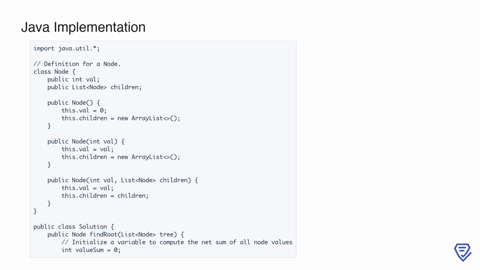Next, we define the solution class, where the main logic will reside. Inside this class, we implement the findRoot method, which takes a list of all nodes in the tree as input. To begin solving the problem, we initialize a variable, valueSum, which will help us calculate the difference between the total values of all nodes and their children. This approach leverages the property that the root node's value appears only once in the tree, while all other nodes' values are subtracted as they are referenced as children.